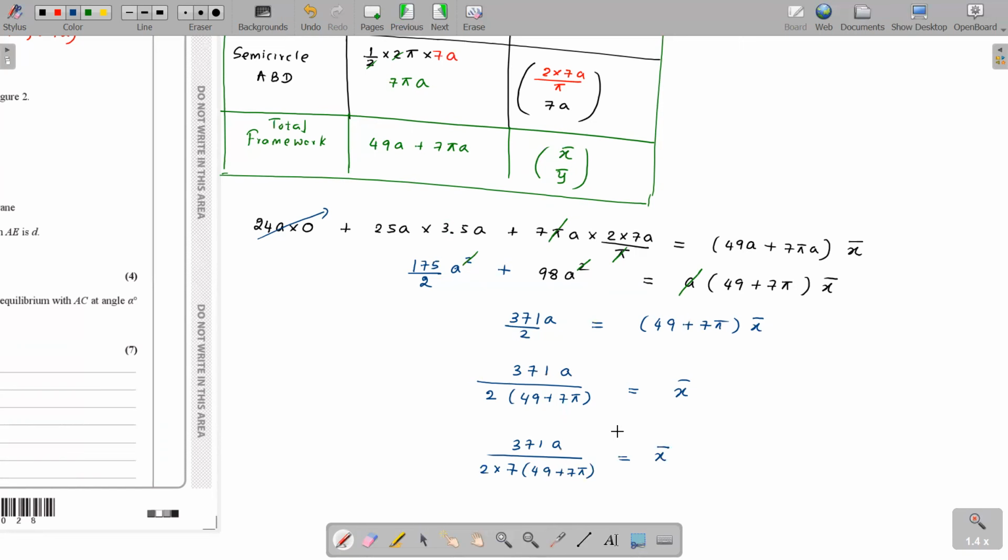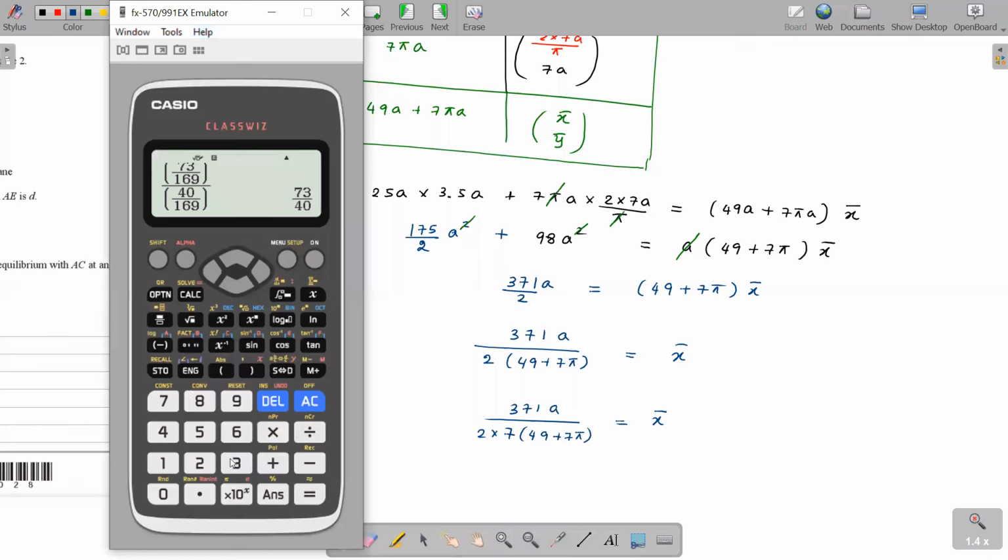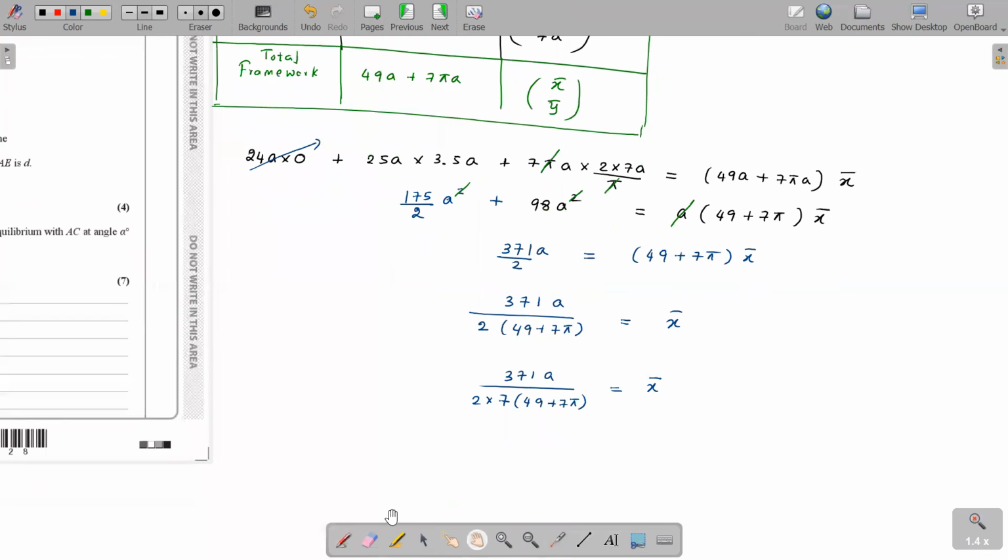Do you agree? So 371 over 7 will simplify, right? Can you simplify 371 and 7? Simplify. 371 divided by 7 gives me 53. And you see we get the 53 on top. 371 and the 7 cancel.